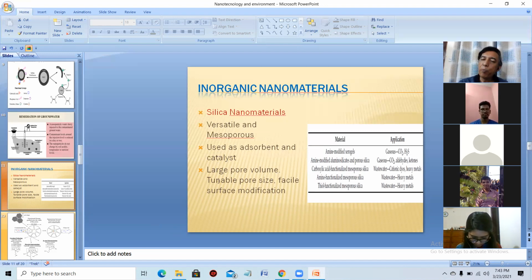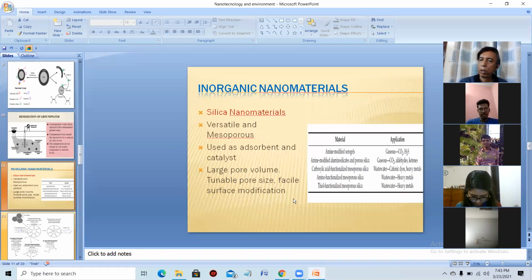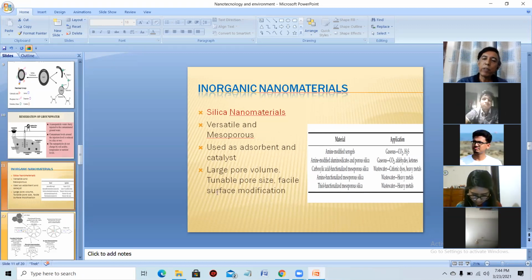It has tunable pore size. Tunable pore size means you can vary the pore size. If you want this much pore size, you can do it. If you want a big pore size, you can do it. At the time of preparation of silica nanomaterial, surface modification is facile. You can vary its surface modification, and you can graft many things to its surface.